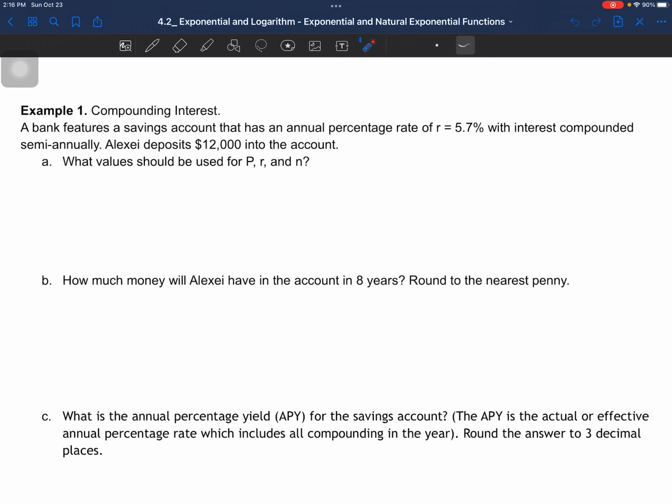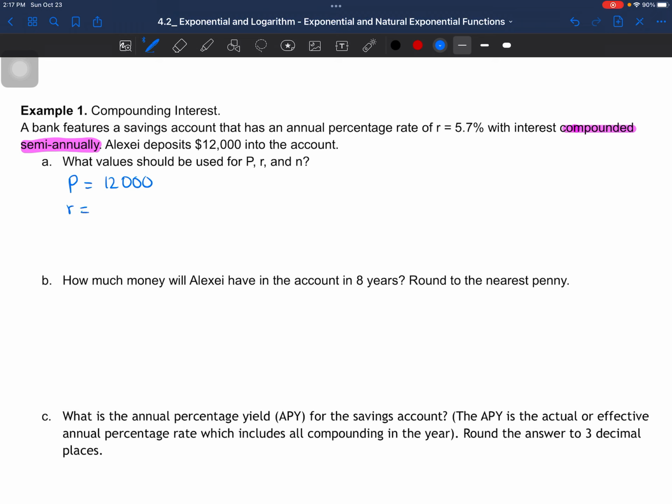All right, so let's try example number one. This is a type of compounding interest problem, and we're given that a bank features a savings account that has an annual percentage rate of 5.7% with interest compounded semi-annually. And Alexi deposits $12,000 into this account, right? So the key word here that I want you to think about is compounded semi-annually. That gives us a way to know what kind of problem we're going to be working with.